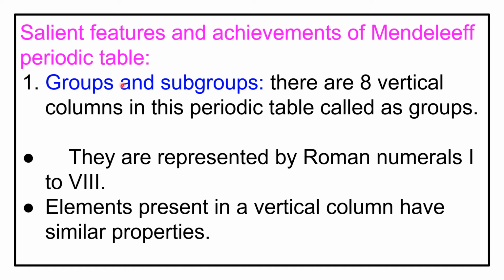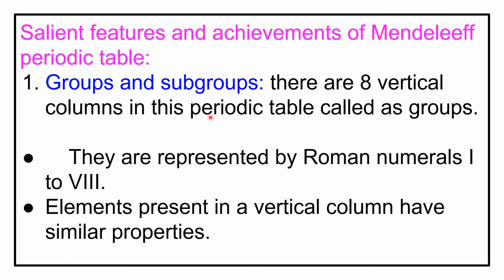The first one is groups and subgroups. There are 8 vertical columns in this periodic table, called groups. So here in Mendeleev's periodic table, there are 8 vertical columns. Vertical means straight.